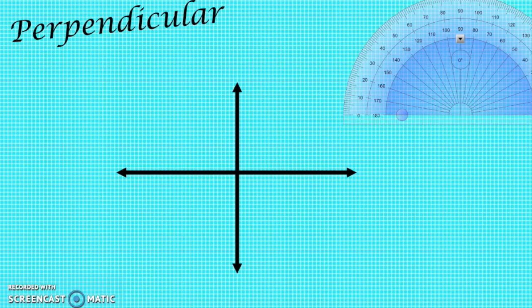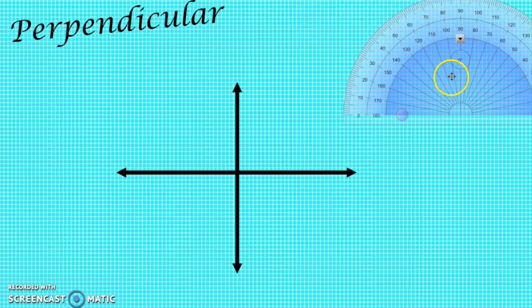Lastly, we have perpendicular lines. These lines cross just like we saw with intersecting lines. However, there is one major difference. These lines always cross to form right or 90-degree angles.